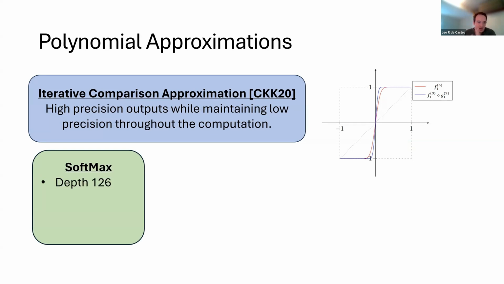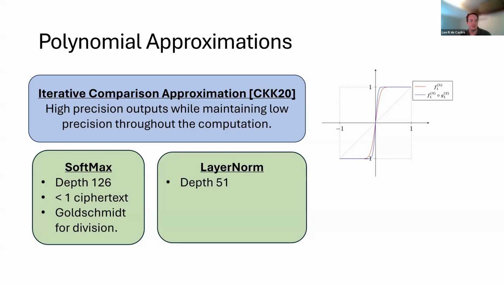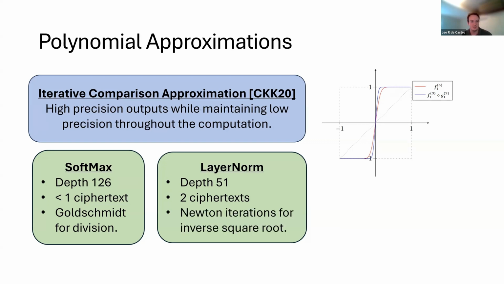Right, so what are the rough depths of these circuits? The softmax we're going to see has depth 126. This is all, by the way, for an evaluation at position 128 in the output token, but this is a detail. The softmax input fits in less than one ciphertext, and we use the Goldschmidt algorithm for division. The layer norm has depth 51, although the input is spread over 2 ciphertexts, so it takes roughly the same amount of time. And we use a Newton iteration for the inverse square root approximation.